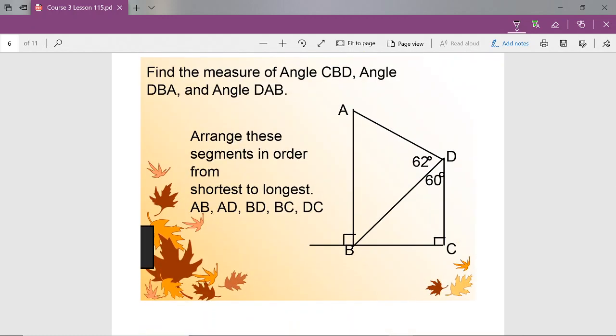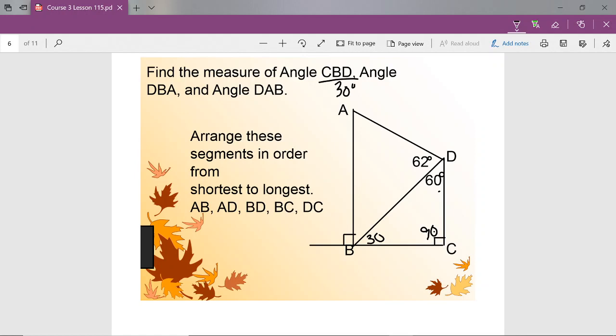All right. So find the measure of angle CBD, angle DBA, and angle DAB. Remember that if we have more than one triangle fit together, we need to make sure to name these angles with 3 different parts so that we know exactly what we're talking about. Well, I know a lot about this shape. I know that angle C is 90 degrees. And if I have that, then this triangle DBC has 90, 60, and therefore this one has to be 30. So DBC, or you can call it CBD, has an angle measurement of 30 degrees.